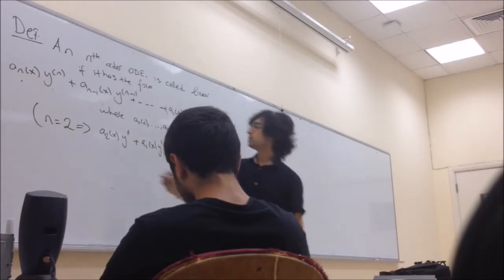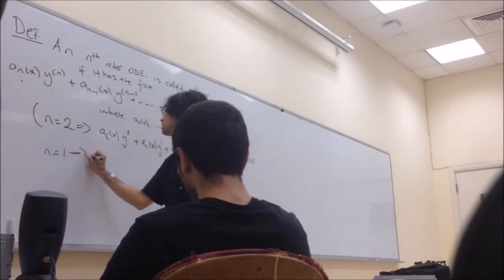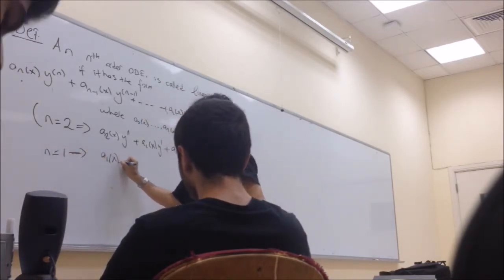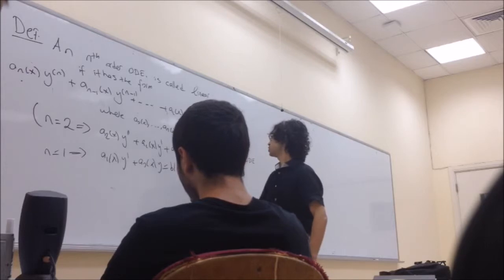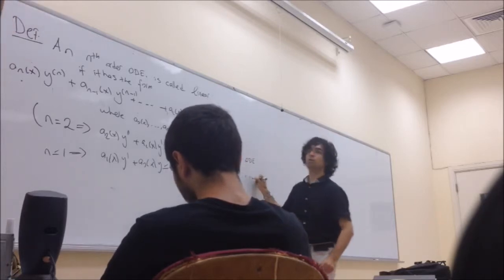If n is 1, then you'll have something like this: a1(x) y prime plus a0(x) y equals b(x). So this is a first order linear ODE.